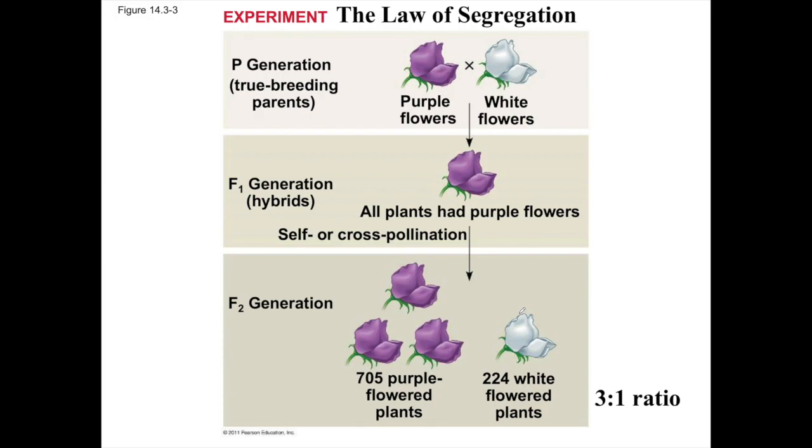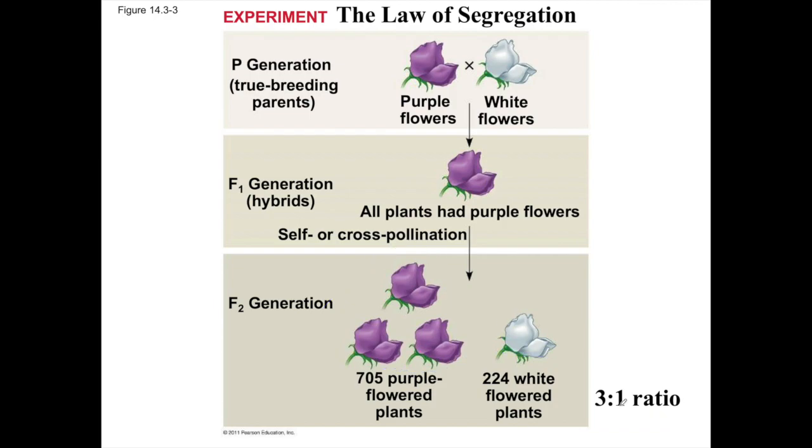The other thing to note is that every time he did this experiment, he always got about a 3-to-1 ratio of the dominant to the recessive, so purple flowers to white flowers. Now I'm going to build up to explain why he got that ratio.